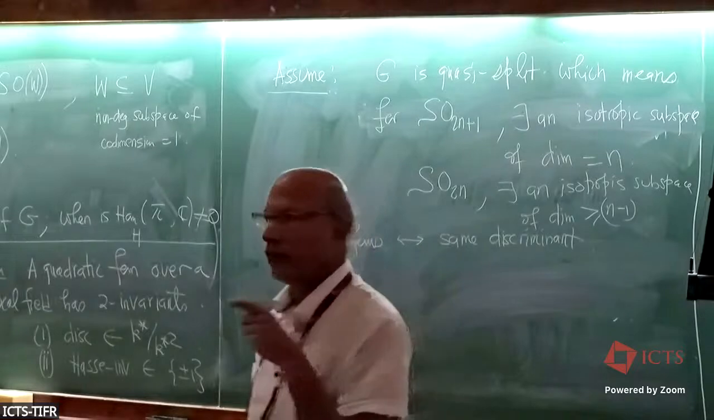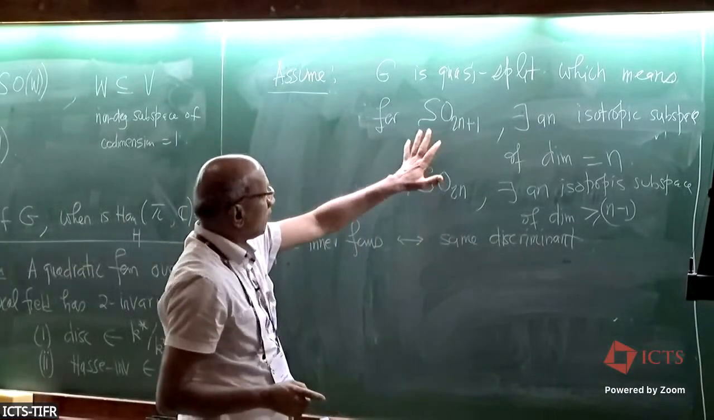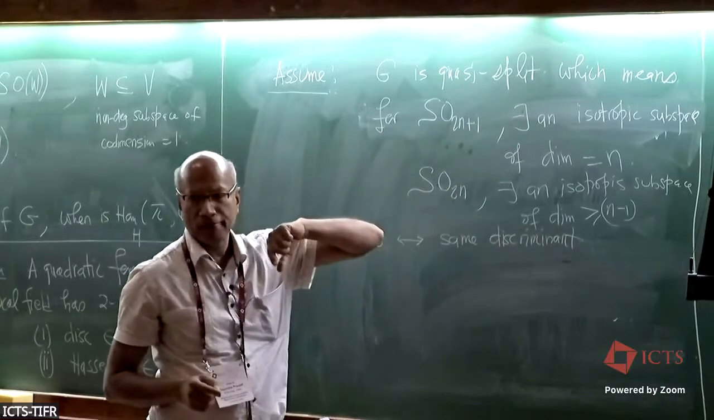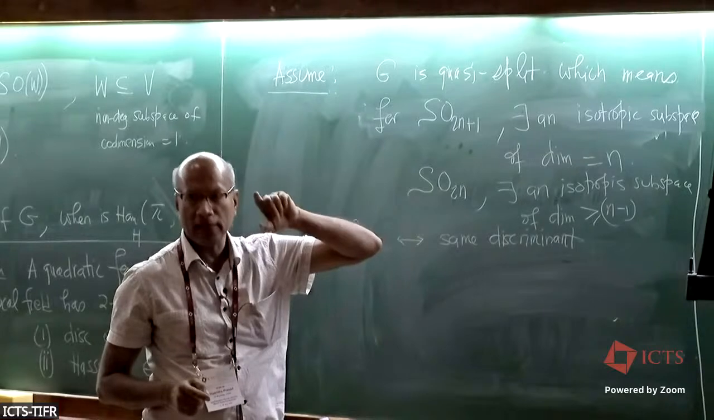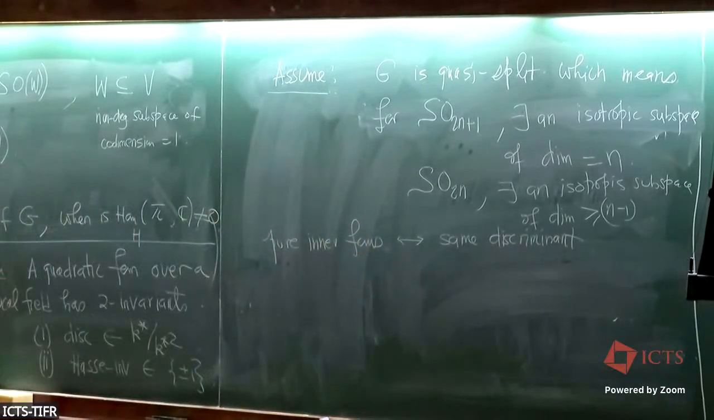And therefore, the number of pure inner forms of an orthogonal group is two. Same discriminant, but the Hasse invariant, both options are allowed. And therefore, the pure inner forms of G are four of them. You can change it on V and you can change it on W.